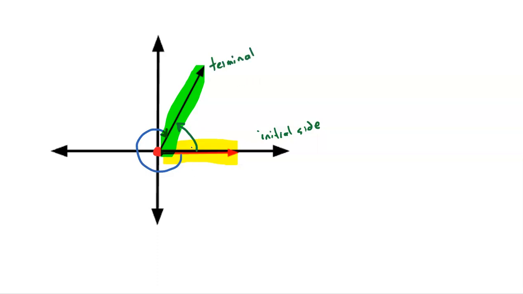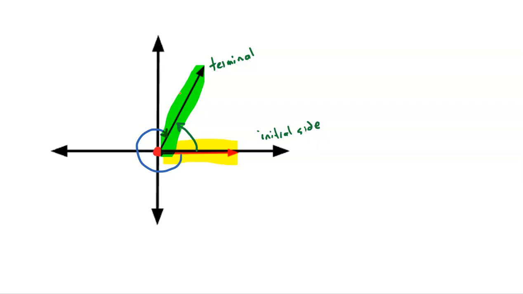Now, what I want you to notice about the green angle and the blue angle is that one is positive because it's going in a counterclockwise direction. One is negative because it's going in a clockwise direction, but they both end at the same terminal side. We actually have a name for that. Those are called coterminal angles. Coterminal angles are any two angles that end at the same terminal side.